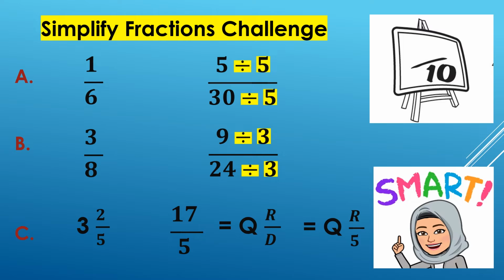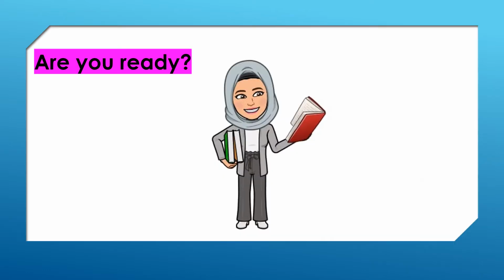17 divided by 5, the closest answer is 3. So 3 times 5 is 15. How much is left from the 17? It's 2. That's why the answer is 2 over 5. So this is a good math practice. Now, are you ready to start the lesson?